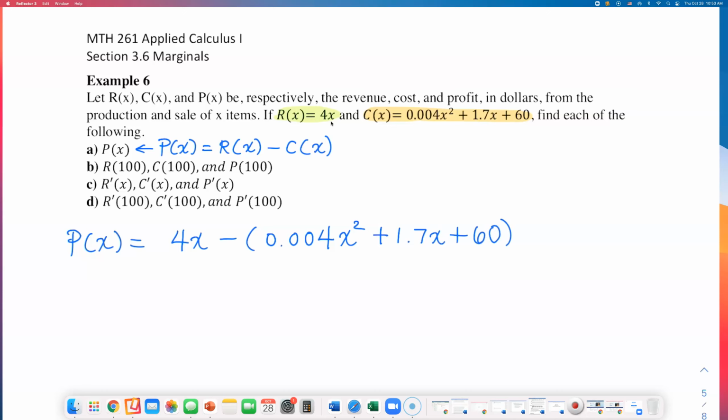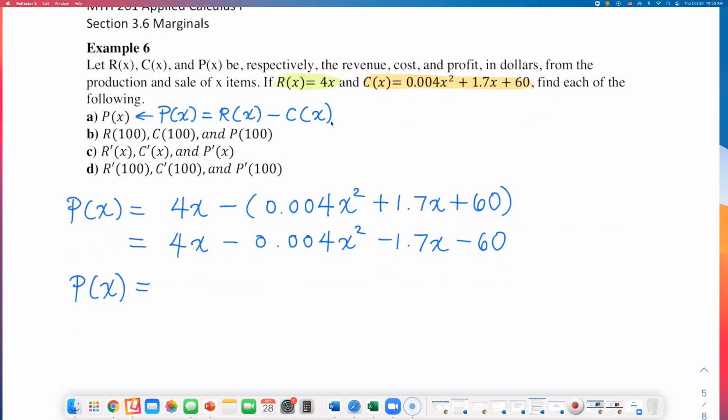Now let me get that cost function out of the parentheses by switching the signs. So that plus 1.7x is now minus 1.7x, and that plus 60 is now minus 60. Let's see if there are any like terms. Let me write this in a prettier format, in standard form. I'll bring the quadratic term to the front: negative 0.004 x squared.